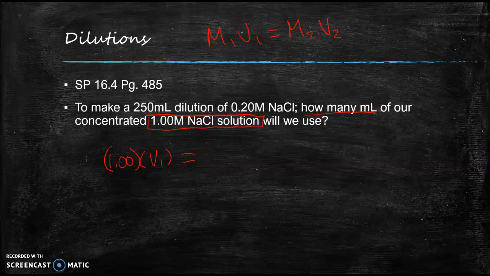To plug in our more diluted side, we have our 0.2 molars. And that has a volume of 250. Remember to check that you also want to find milliliters. In this case we do, so we can simply put in 250. If we were looking for liters instead, we would have to convert to liters.